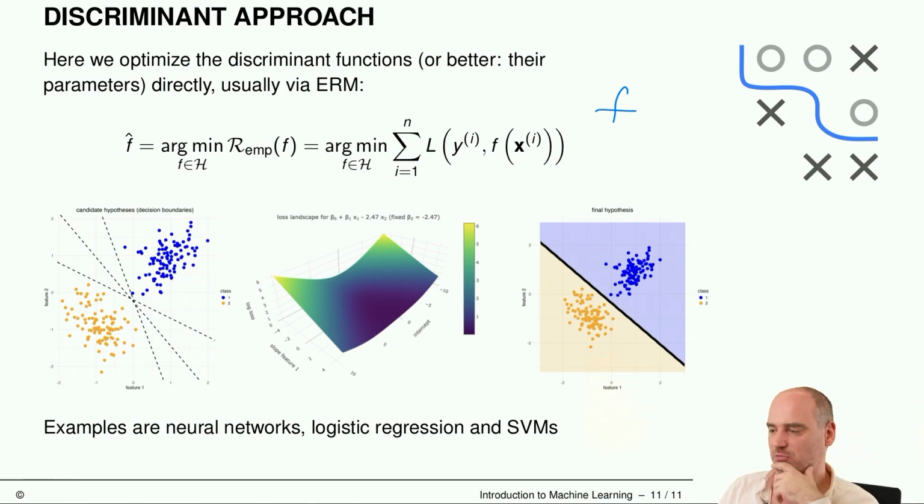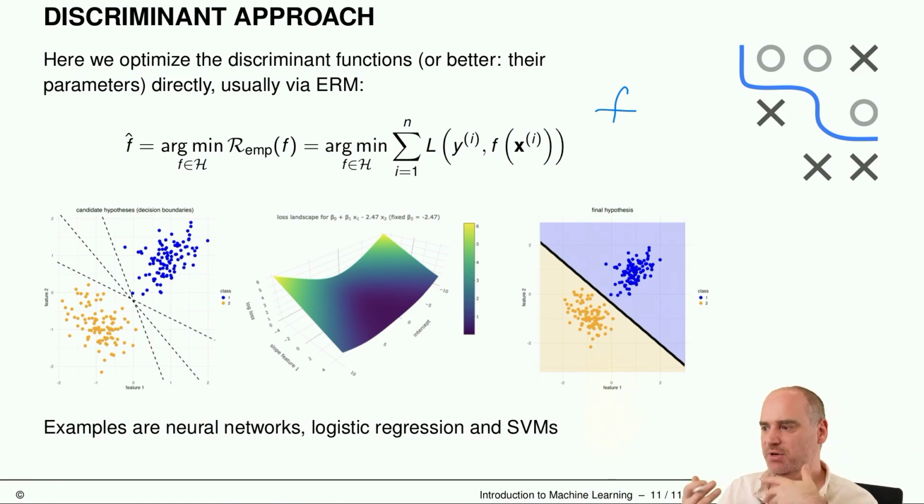I guess the most relevant example we'll study as beginners will be logistic regression. So we directly model the posterior probability for a class given a feature vector, and then we put a loss function on top of that, maybe derived from a likelihood principle, and then minimize that for the parameter vector of our model. Examples would be neural networks, logistic regression, support vector machines.